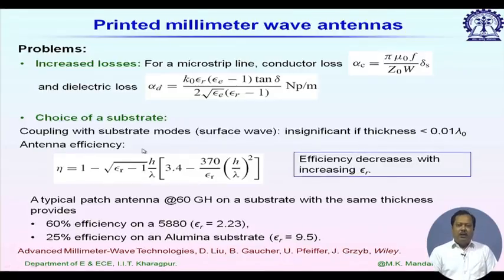At millimeter wave frequencies, if we want to design any antenna on printed circuit board or laminates, then the losses increase with frequency. What are the sources of losses? Already we know. Do you remember the three sources of losses? The first one is dielectric loss, second one conductor loss, and third one loss due to surface wave generation. And this third component, surface wave loss, also increases significantly at millimeter wave frequencies.